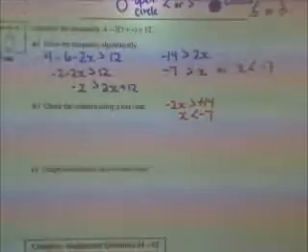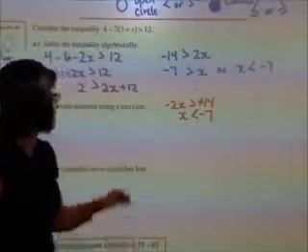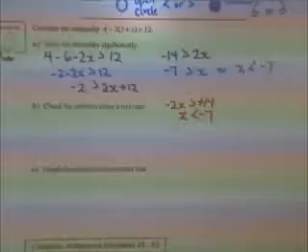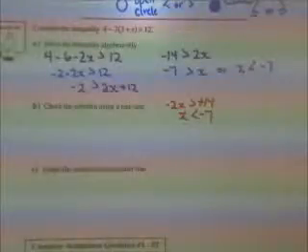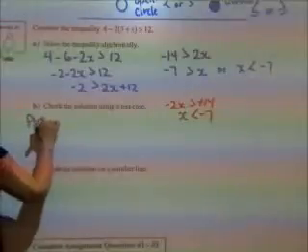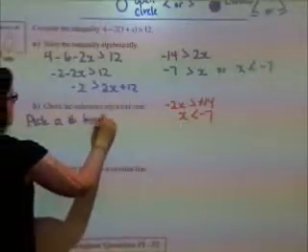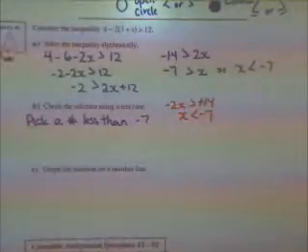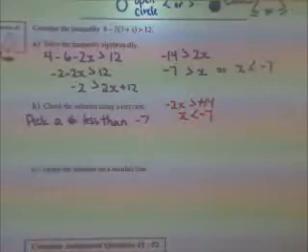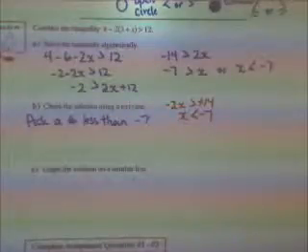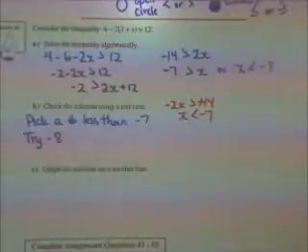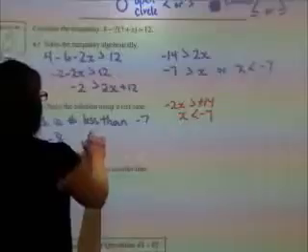Okay? So if I go to check this solution using a test case, that means pick a number that's less than negative 7. So give me a number less than negative 7. Negative 5? Negative 5 is not less than negative 7. I meant negative 8. Negative 8. It's Monday.